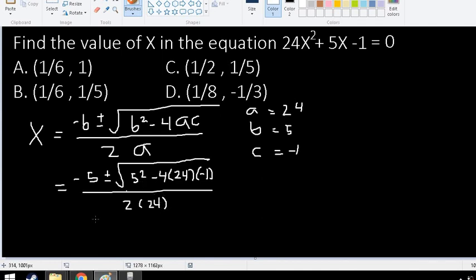Five squared will be 25. And since there's a negative 1 here, we can cancel the negative sign and we'll have a positive here. 4 multiplied by 24 is 96, so it will be plus 96, all over 2 times 24, which is 48.